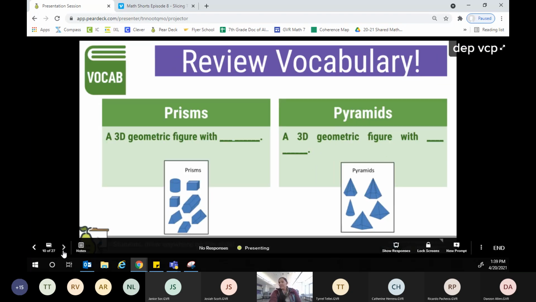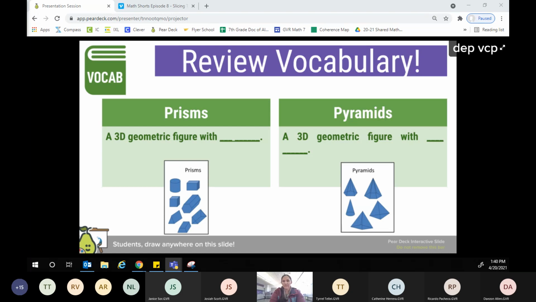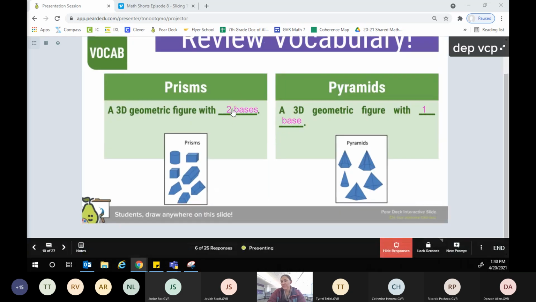We also had this important review that we need to fill in. So a 3D geometric figure with two bases is a prism. Two bases makes a prism. Let's fill that one in. Two bases. Let's see who's got it. Two bases. Not two faces. Two bases. That is different than faces. Let's fill that in. Mahir, this one is yours.